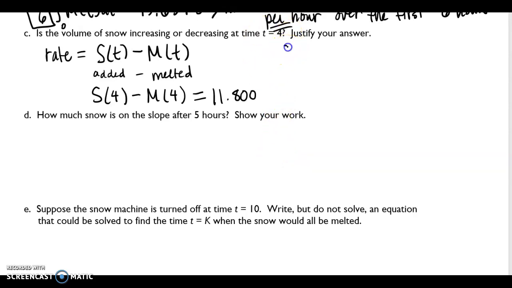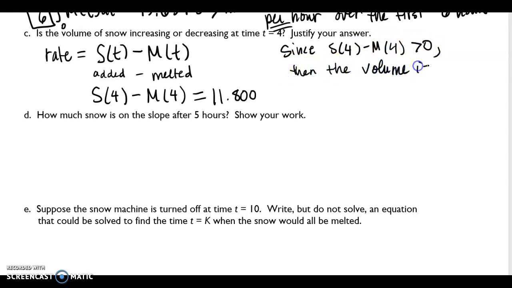So I could say since S of 4 minus M of 4 is greater than 0, then the volume is increasing at t equals 4. The other way I could justify that, I could say S of 4 is greater than M of 4, so the rate that the snow is added is greater than the rate that the snow is melting. I would know that my volume is increasing. Either one would work here.